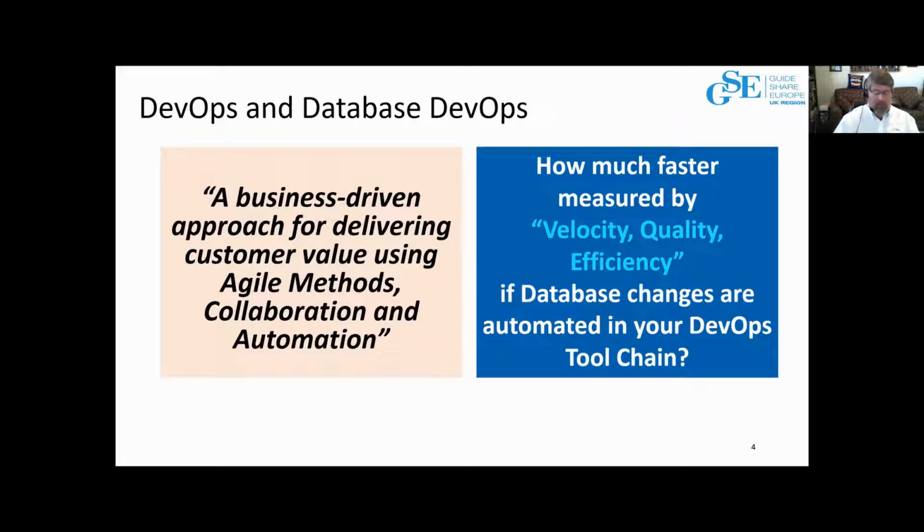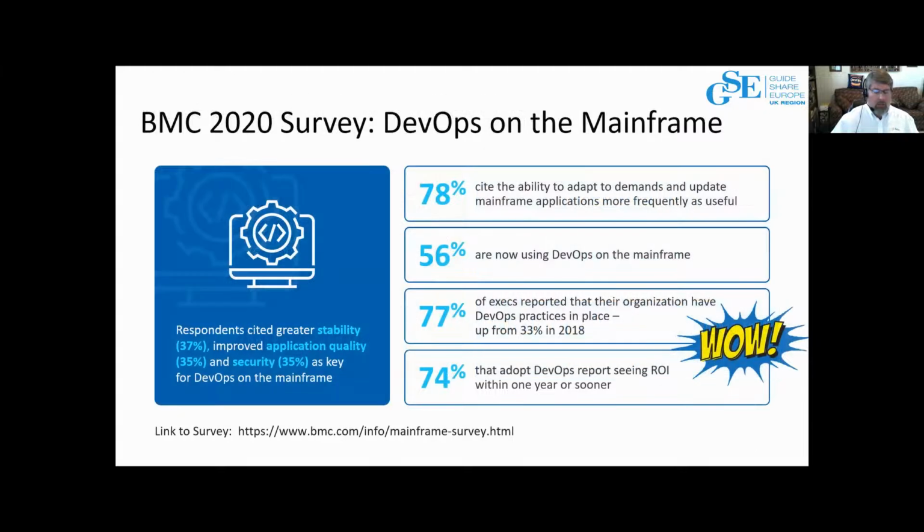Customers are either building their own homegrown solutions or using commercial solutions, and we'll cover a couple of those. So the thing to ask yourself is, how much faster can you go in terms of velocity, quality, and efficiency if you incorporate your database changes and tie them into your software chain in a modern DevOps tool chain?